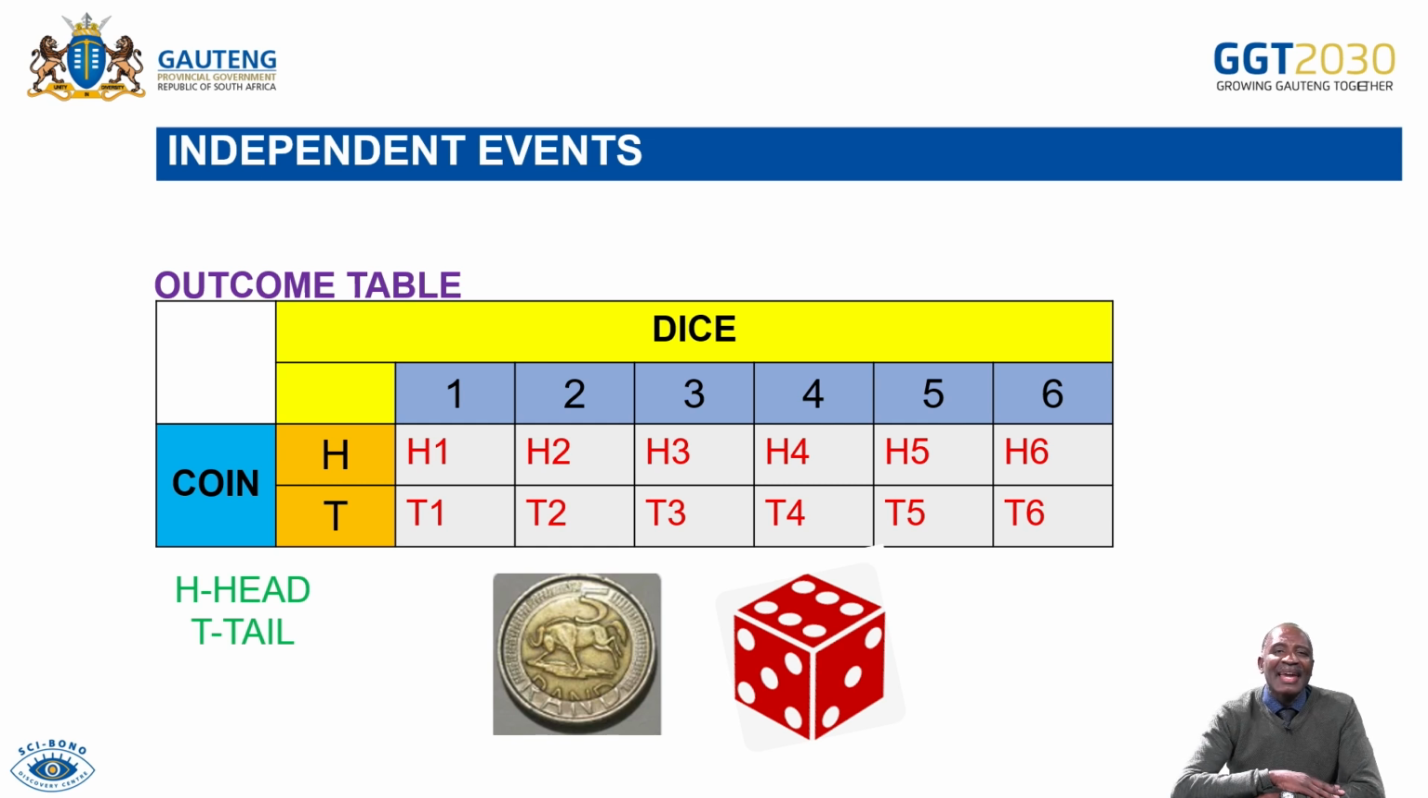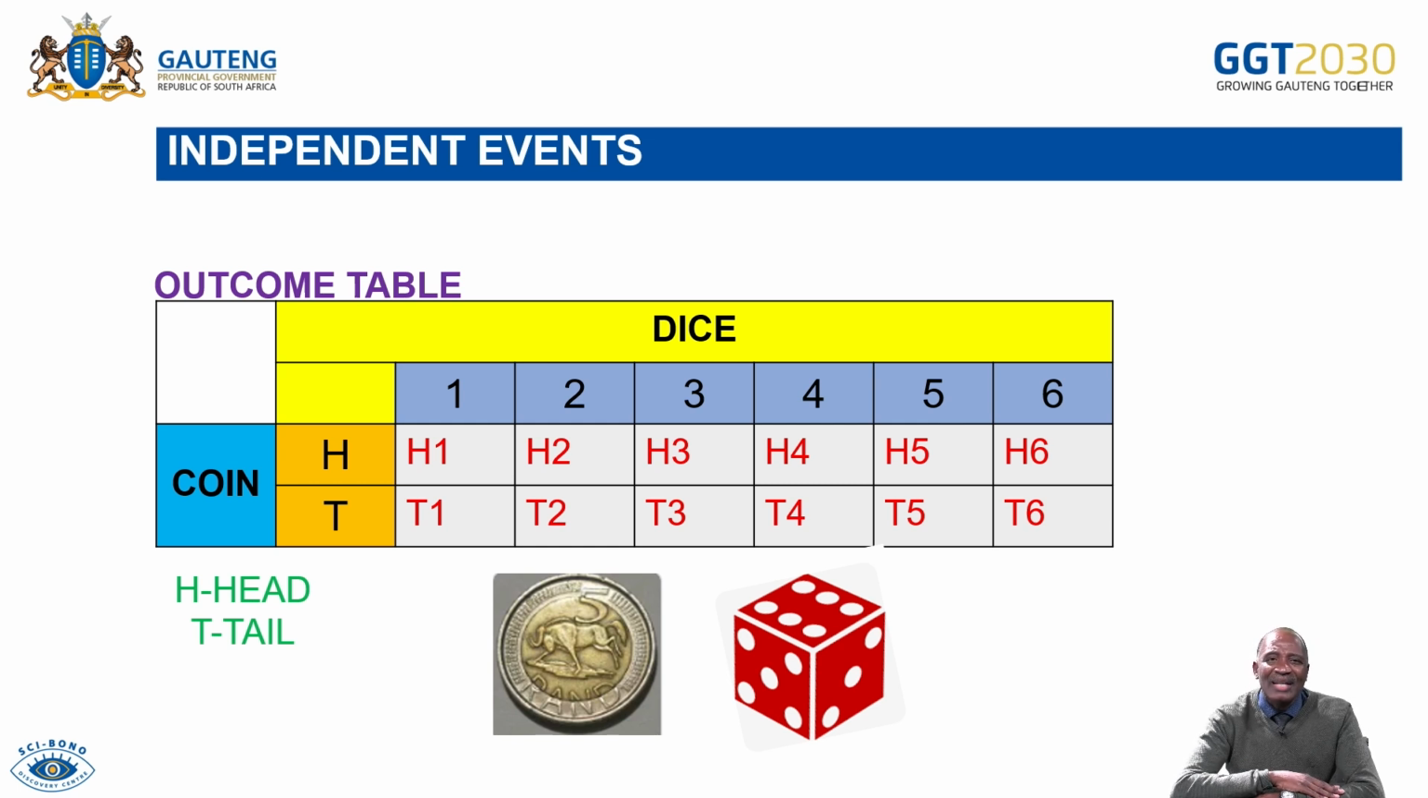I may get a head and a 2. I may get a head and a 3. I may get a head and a 4. I may get a head and a 5. Or a head and a 6. Those are the possible outcomes that combine heads with those numbers. Alternatively, it could be a tail and a 1.